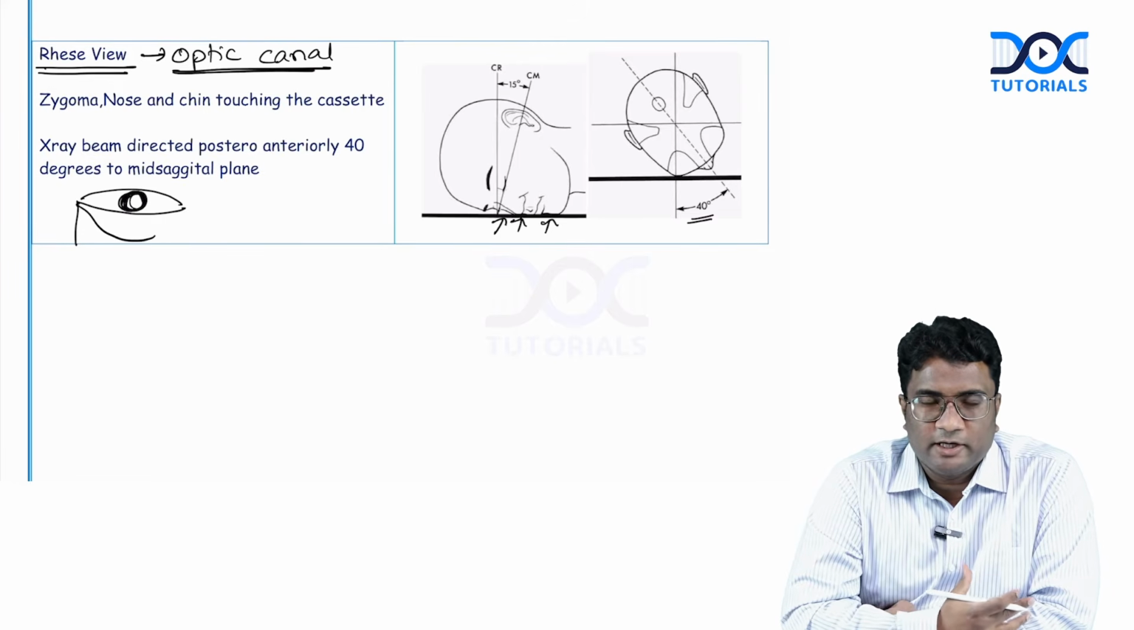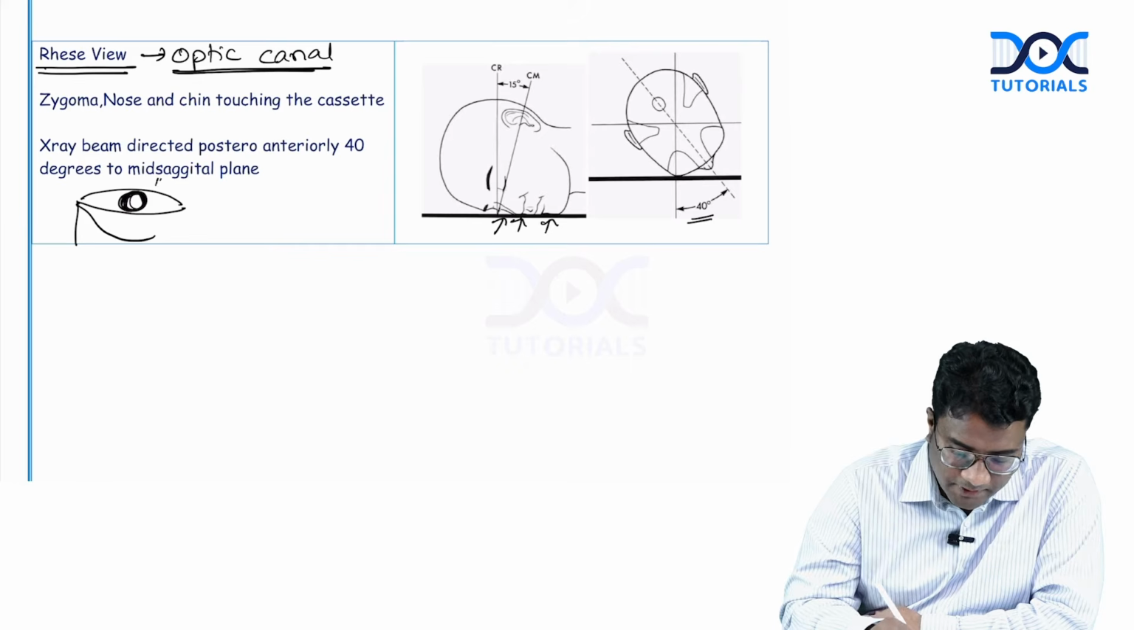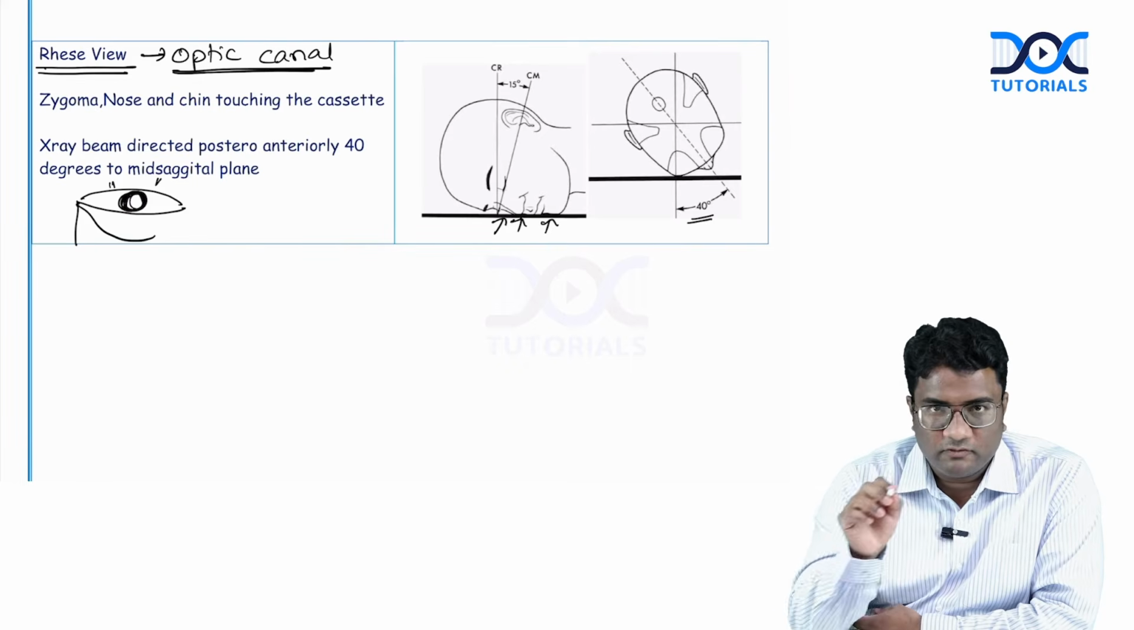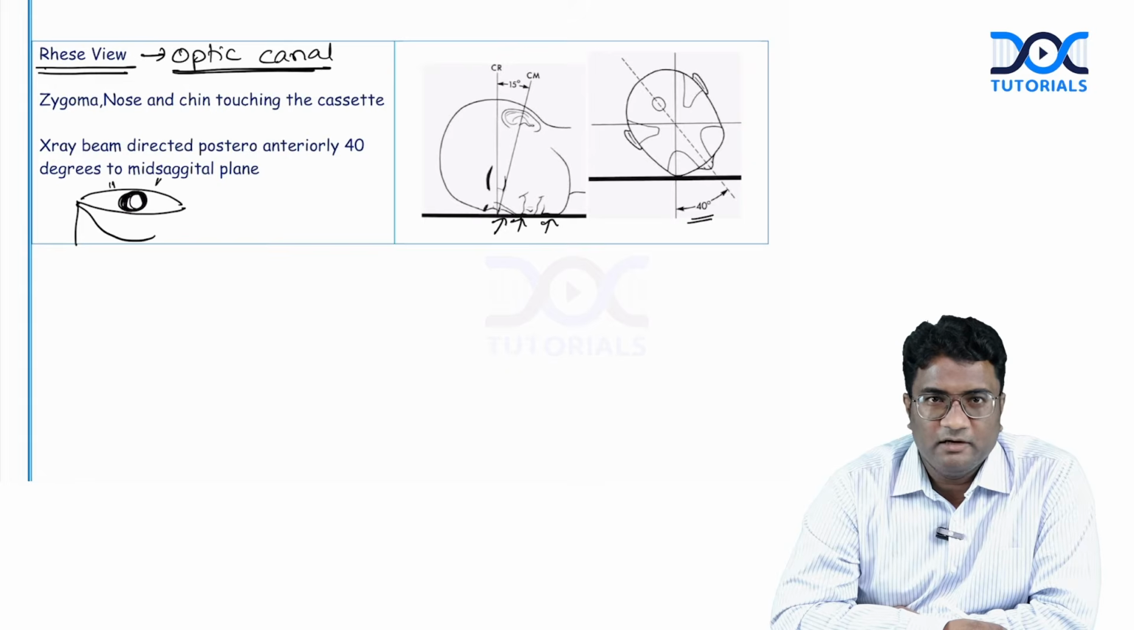You must have heard about Illuminati, right? So, this optic canal, you learn this R, Rhese view is for optic canal or orbital foramen.